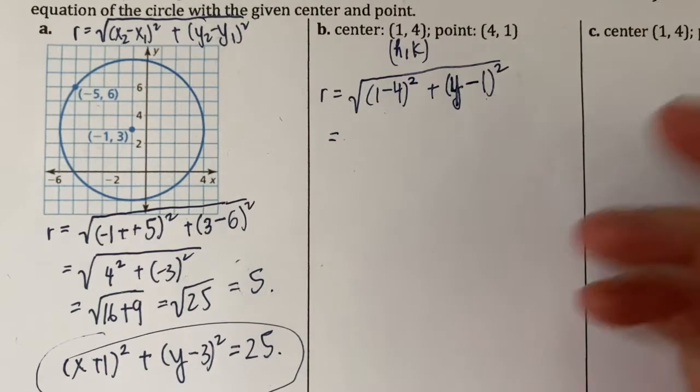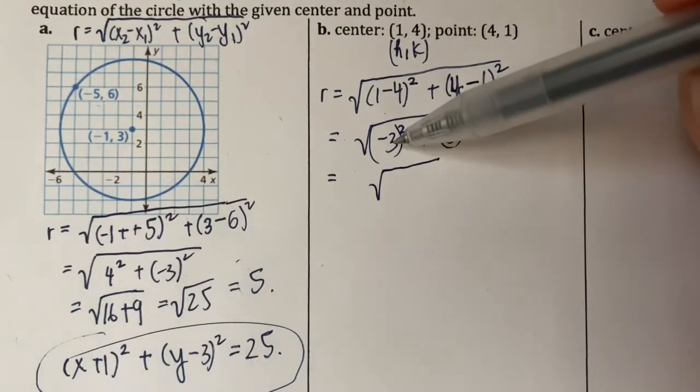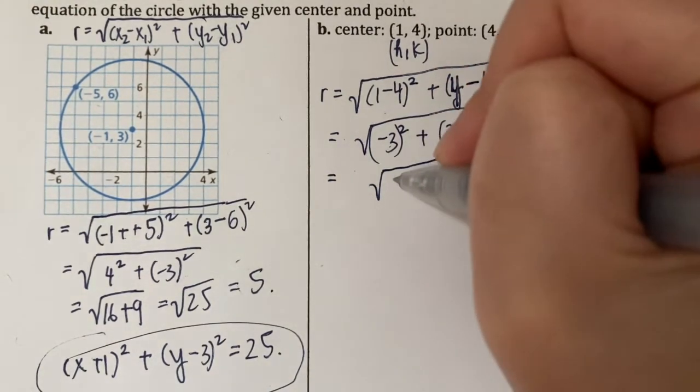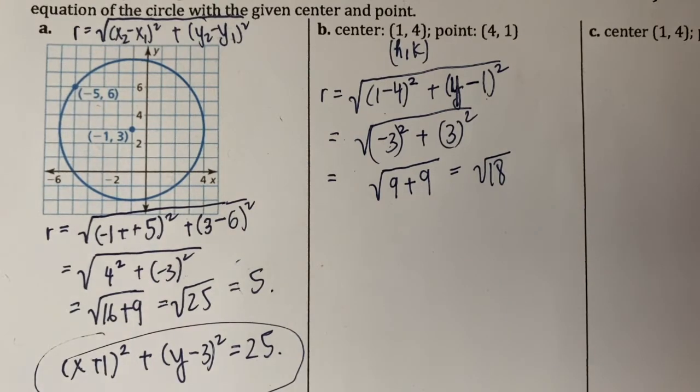Then you want to simplify the parentheses. 1 minus 4 is -3. 4 minus 1 is 3 squared. And then 3 squared is 9. Same with -3 squared, 9. 9 plus 9 is the square root of 18. And let's just leave it like that really quickly. And let's write out the equation for our circle.